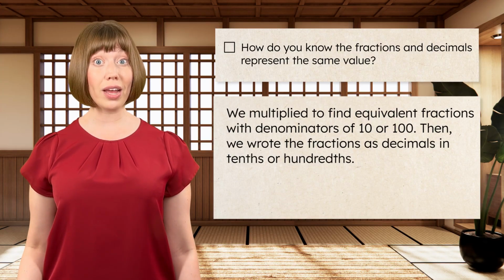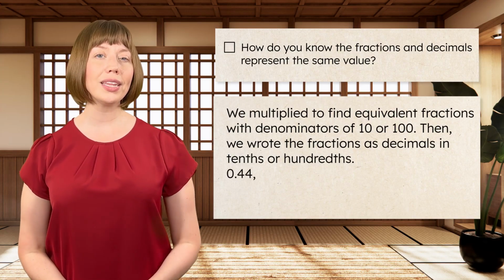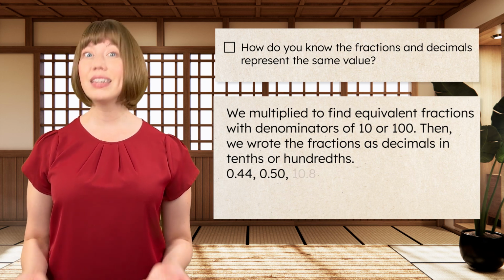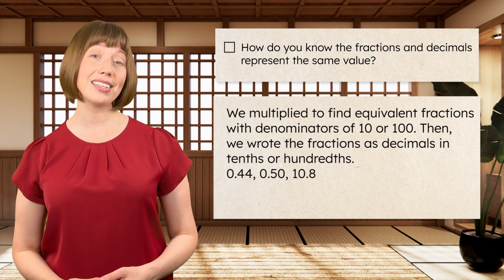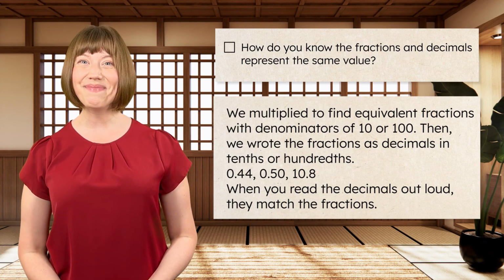We can also check by saying the decimals aloud. 44 hundredths, 50 hundredths, 10 and 8 tenths. It matches how we say the equivalent fractions. Way to go, problem solvers!